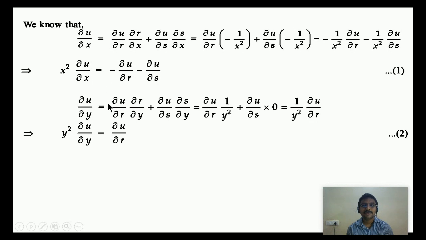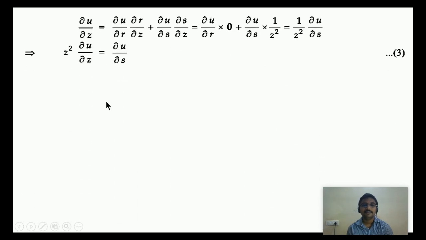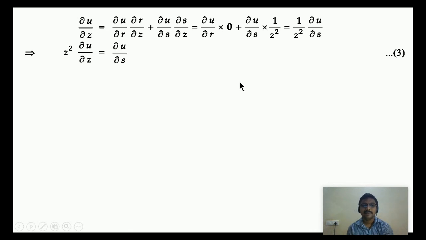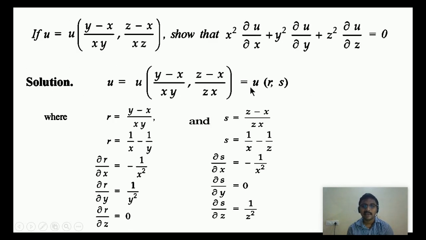Now adding these equations, 1, 2, 3, we will have all terms get cancelled. The result is 0. So simple, we just have to define r, s.